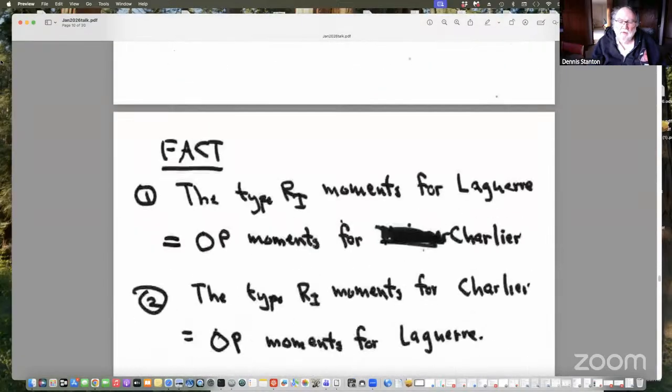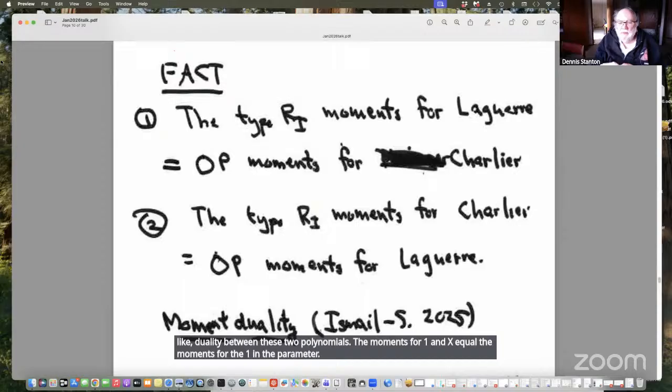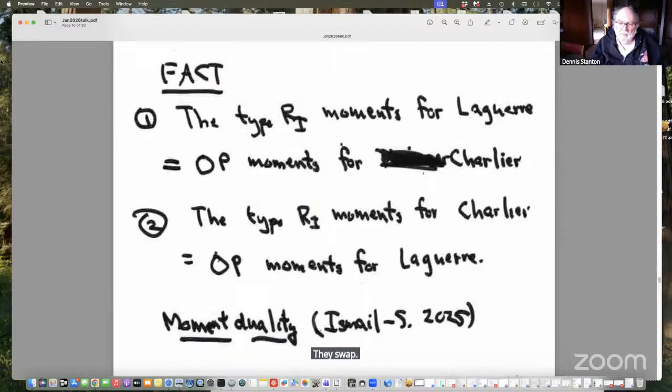Here's an interesting fact. The type R1 moments for Laguerre are the orthogonal polynomial moments for the Charlier. And the type R1 moments for the Charlier, which also have a parameter so that they become a type R1 polynomial, are the orthogonal polynomial moments for the Laguerre. This is like a duality between these two polynomials. The moments for 1 and x equal the moments for the 1 and the parameter. They swap. Well, there are many, many more examples of this in this paper I did with Mourad. And we call this thing moment duality.